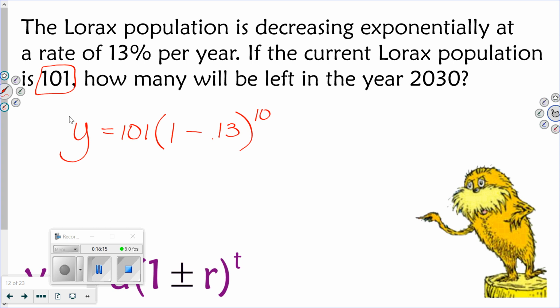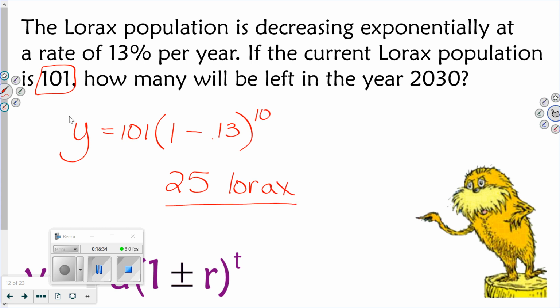All right, so 101 times 1 minus 0.13 to the 10th power. So how many Lorax will be left? Should I have a decimal on this one? No, we're talking about a Lorax. We don't want part of 1. So it's 25.09, so we're going to have 25 Lorax.